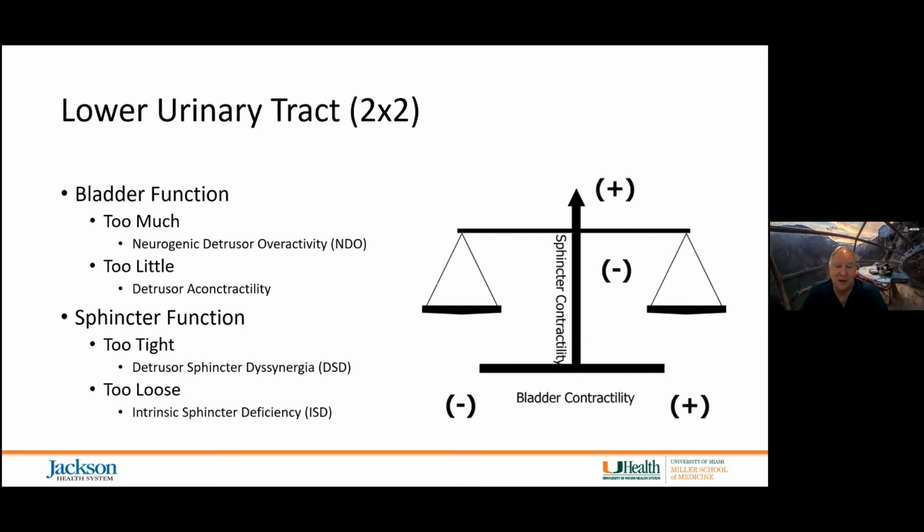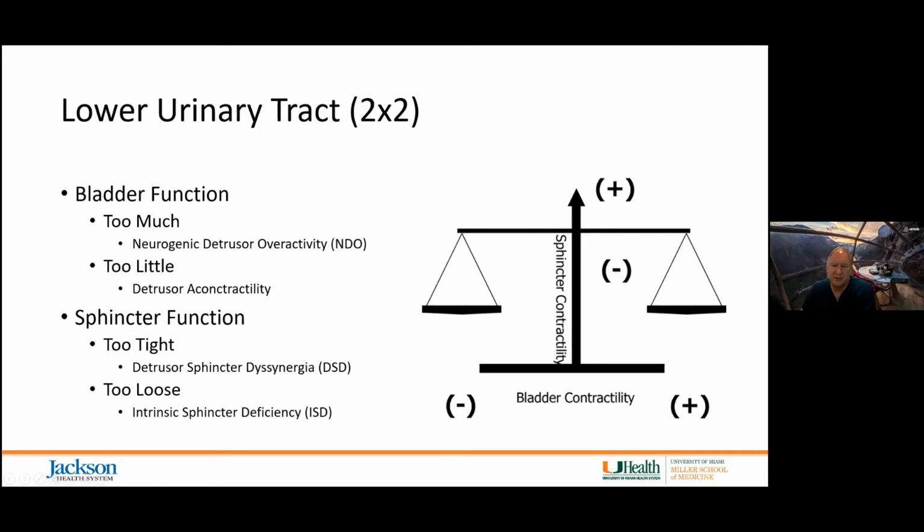Then you also want to take a look at the other twos, that is the sphincter function. And so if the sphincter is too tight, we end up having detrusor sphincter dysenergia, high pressure systems that can cause vesicoureteral reflux and subsequently acute renal failure. If the sphincter is too loose, on the other hand, then you have intrinsic sphincter deficiency. And that can be caused through several different things. We're going to talk through specifically the flaccid neurogenic bladder and sphincter as we look through that.